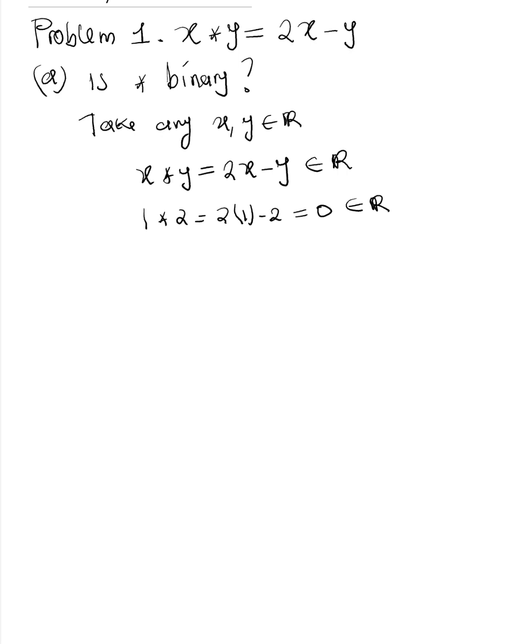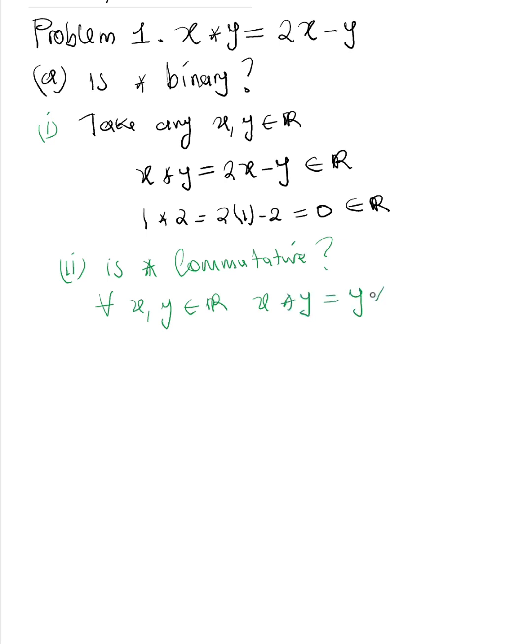Now, a bonus question: let's take this one as 1, and let's take a second one. I can ask, is star commutative on R? By commutativity, we mean that for all x and y in R, we want x star y to be equal to y star x. The question is, does that hold?